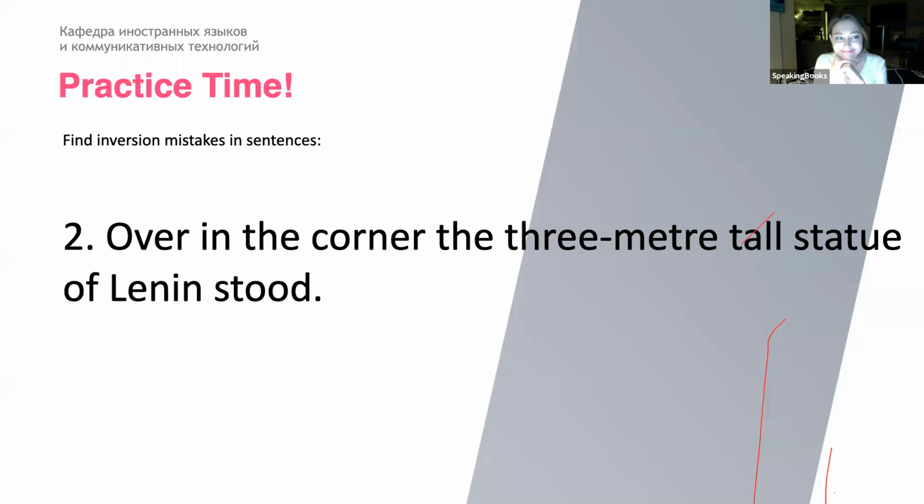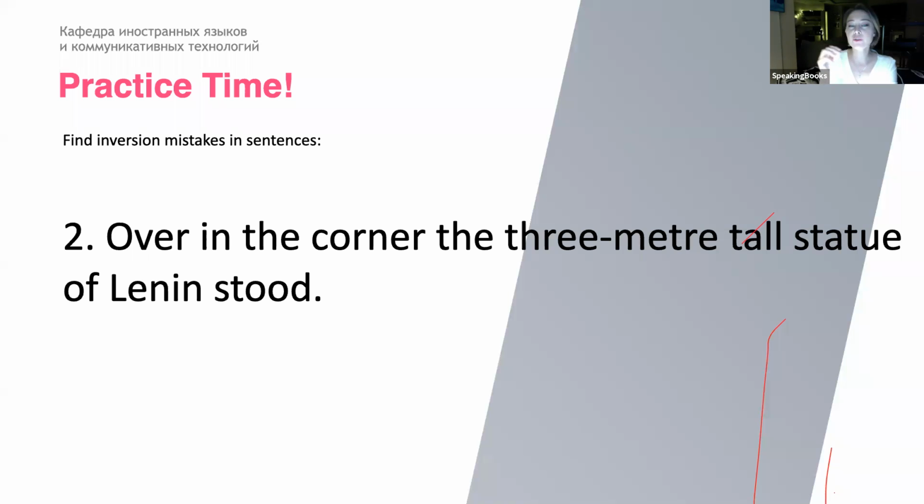Why? Because what we have at the very front of the sentence here is the prepositional phrase, a phrase with a preposition, over in the corner. I hope that explains it. Or you can just develop your linguistic intuition.